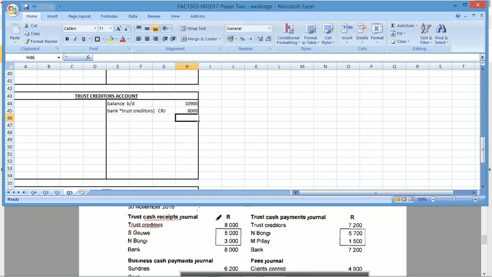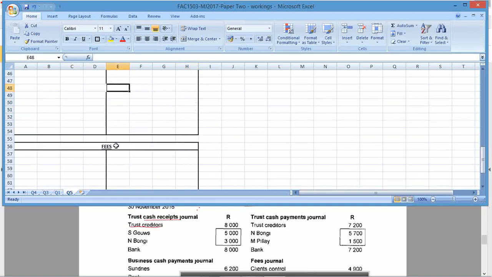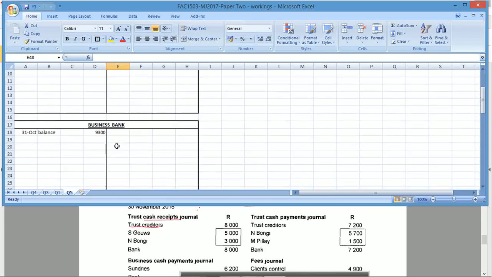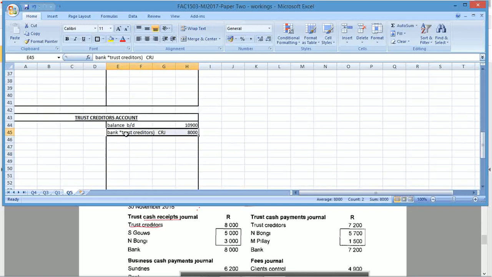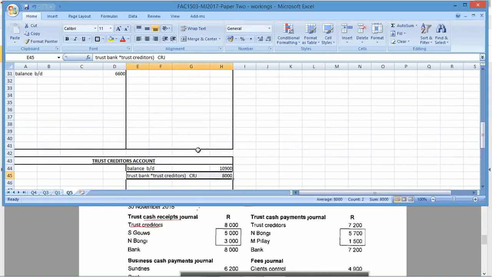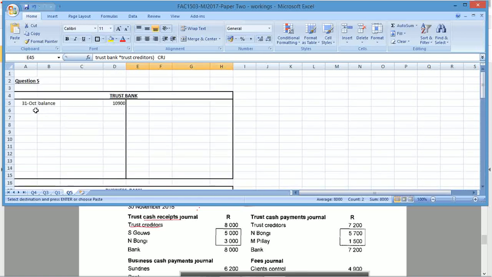Trust cash payments journal. What is that going to do to the business? Before we proceed, don't you have to record that amount in the bank? Did they ask you for bank for your trust bank? Fees? Oh, yes, they did ask you for bank. Correct. Okay, so if they did ask you for bank, this is going to go to the trust bank account. Correct. Good. Right, so there's the debit. There's the credit. Trust bank account.